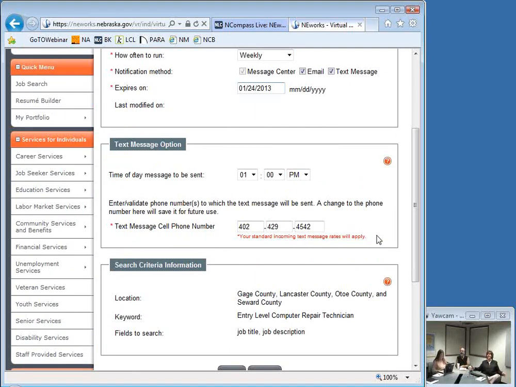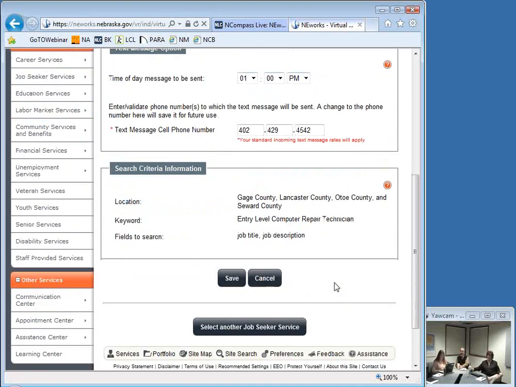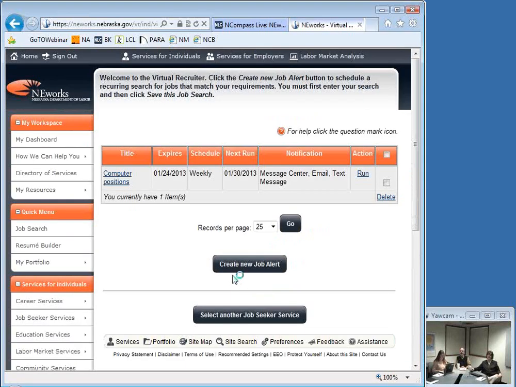Cell phones now have just a regular text messaging package, and they don't have to pay extra, but I know there are plans out there. So they do need to know that if they are receiving the text message, their standard rates will apply. And then I have my search criteria information. So I know I'm looking at Dodge, Lancaster, Otoe, and Seward. And this can be expanded at any time as well. And then I will save it. So now I have a new virtual recruiter set up.